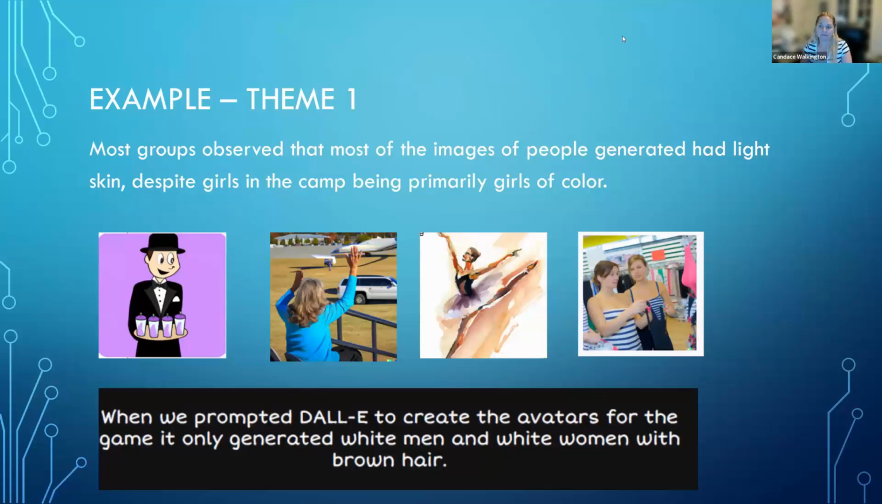Okay, so most of the girls observed that most of the images of people that DALL-E 2 generated had light skin, despite the girls in the camp being almost exclusively girls of color. So here are a few examples. And then at the bottom is a snippet from one of the girls' slides: when we prompted DALL-E 2 to create the avatars for the game, it only generated white men and white women with brown hair. So this is something they definitely picked up on. And then they would use prompt engineering to try to overcome it and get more diverse representation of the people that were depicted.